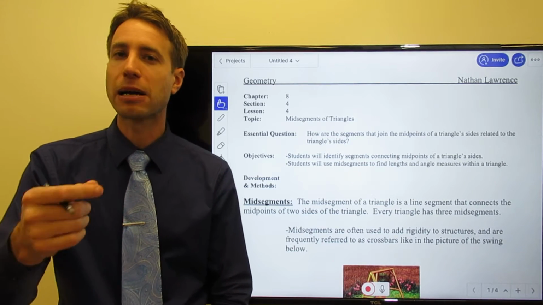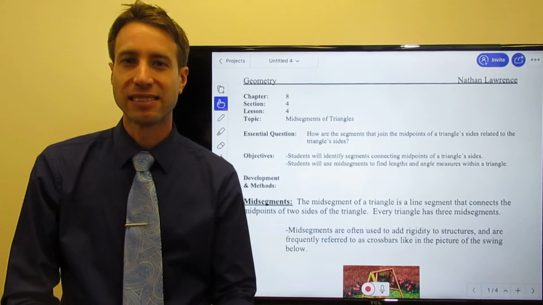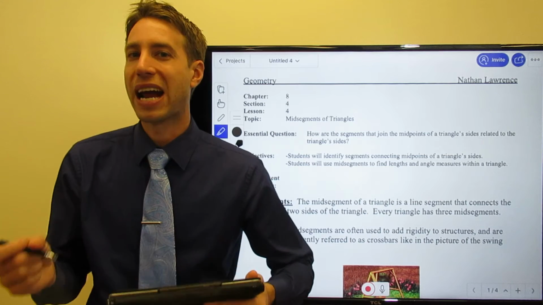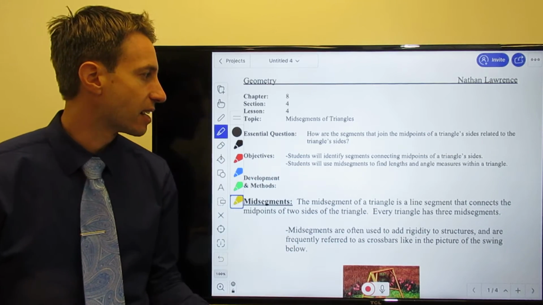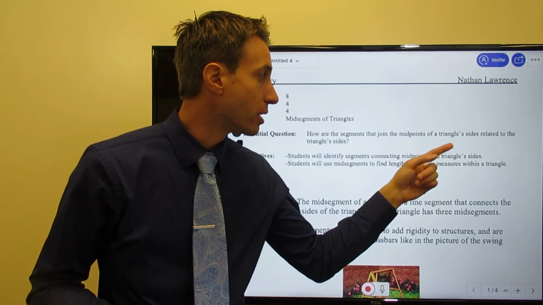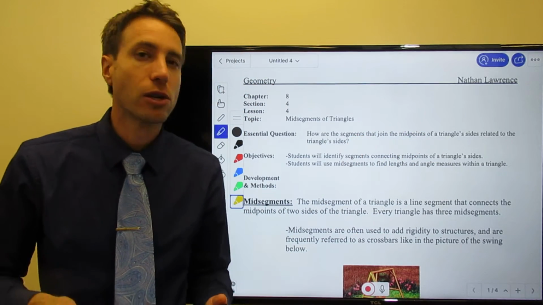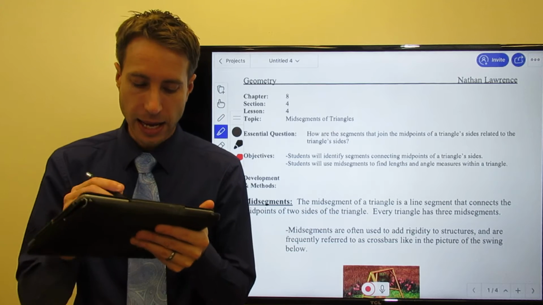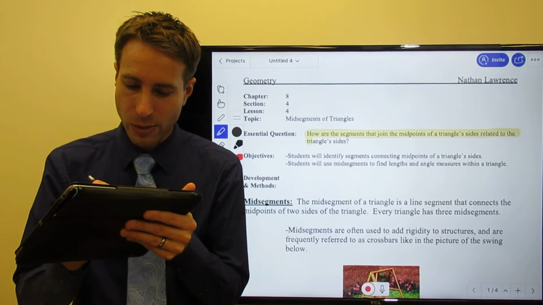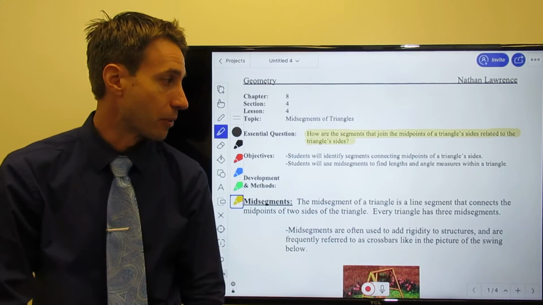Before we talk about mid-segments and what they are, let's get our essential question. What is it that we'd like you to be able to do or answer by the time we get to the end of this set of videos? And that simply is this. How are segments that join midpoints of the triangle's sides related to the sides of a triangle? Really important question, and one that we certainly would like you to be able to answer.